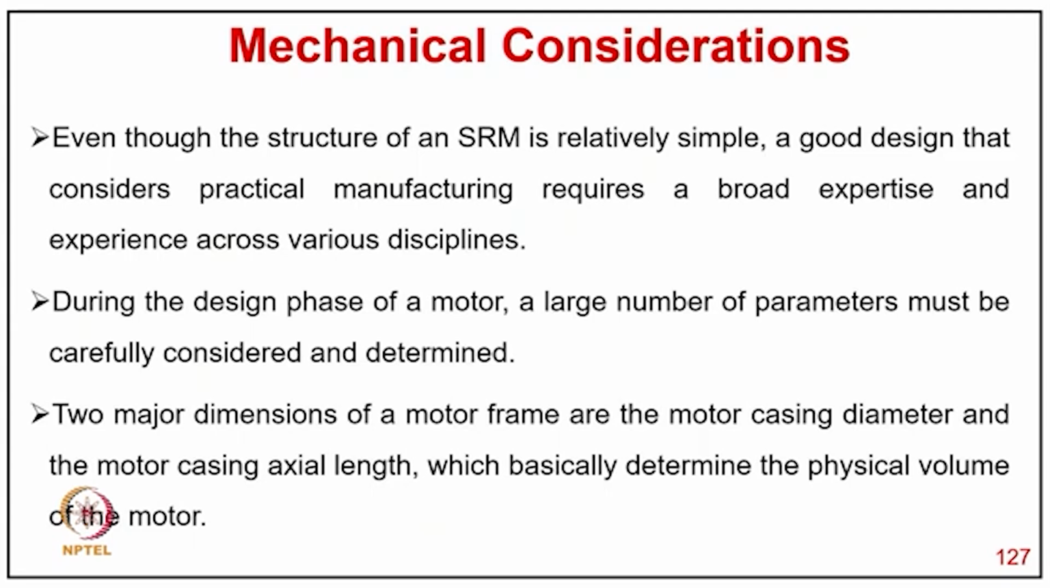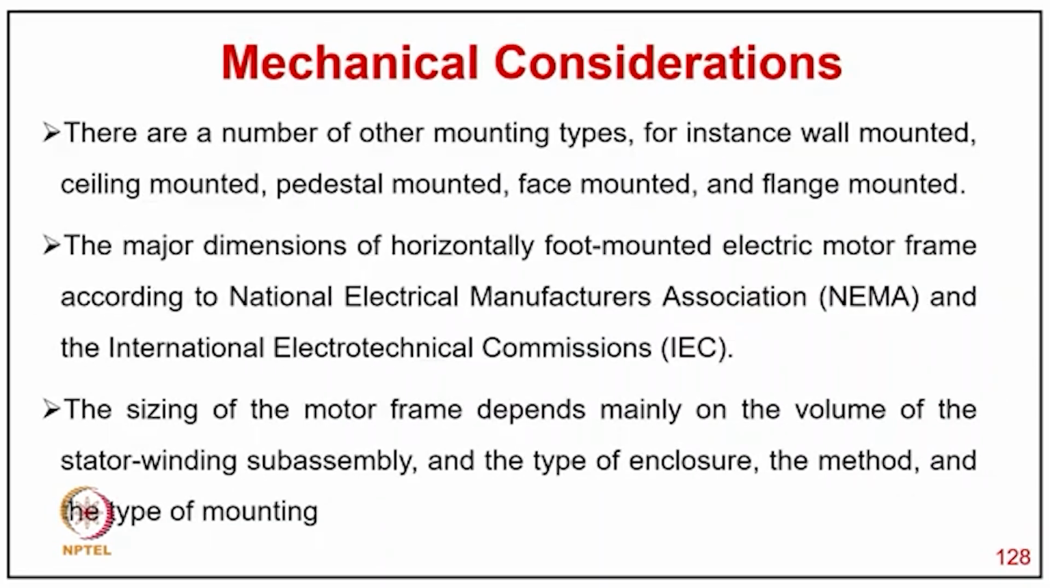Now, even though the structure of an SRM is relatively simple, a good design that considers practical manufacturing requires broad expertise and experience across various disciplines. So, during the design phase of a motor, a large number of parameters must be carefully considered and determined. The two major dimensions of the motor frame are the motor casing diameter and the motor casing axial length, which basically determine the physical volume of the motor.